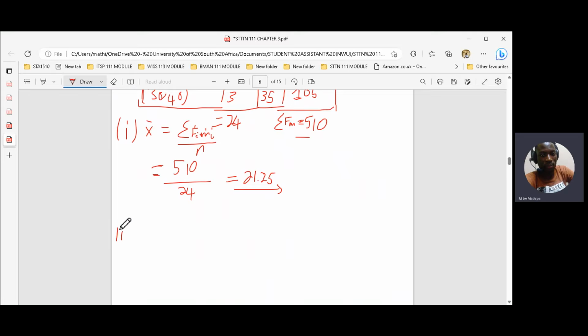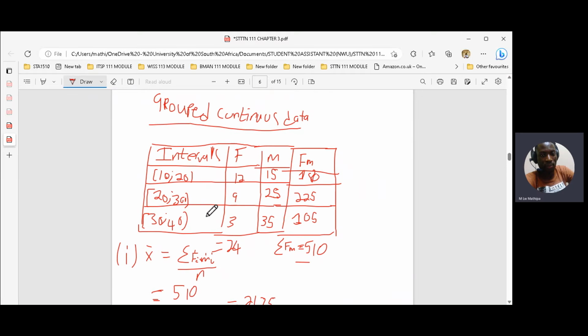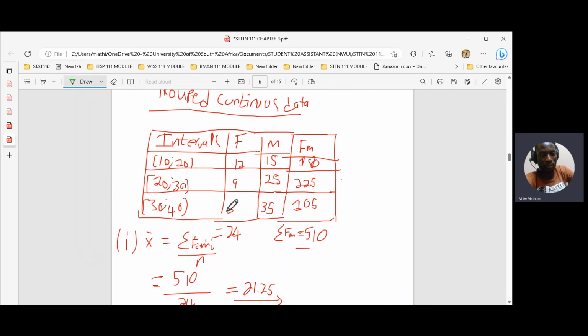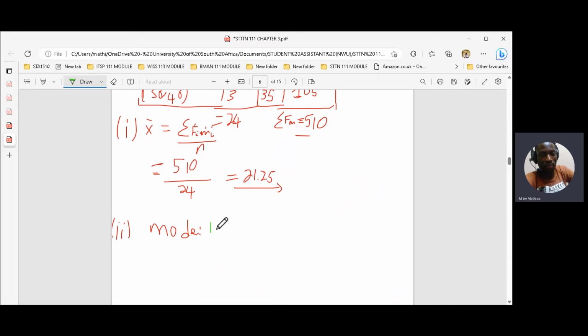Then now let's look at the mode. The mode, we are talking about the most frequent value in a data set. But here in this case, because we are dealing with grouped continuous data, remember the highest frequency leads you to the answer. Highest frequency is going to be 12 here. But we are not going to say that the mode is equal to 10 and 20. No. For the mode we say 10 plus 20, then divide by 2, which will give you 15. Therefore, the mode is equal to 15.